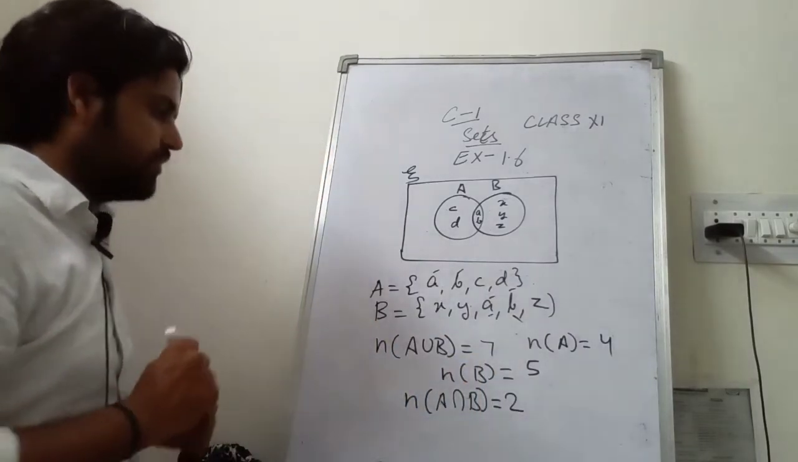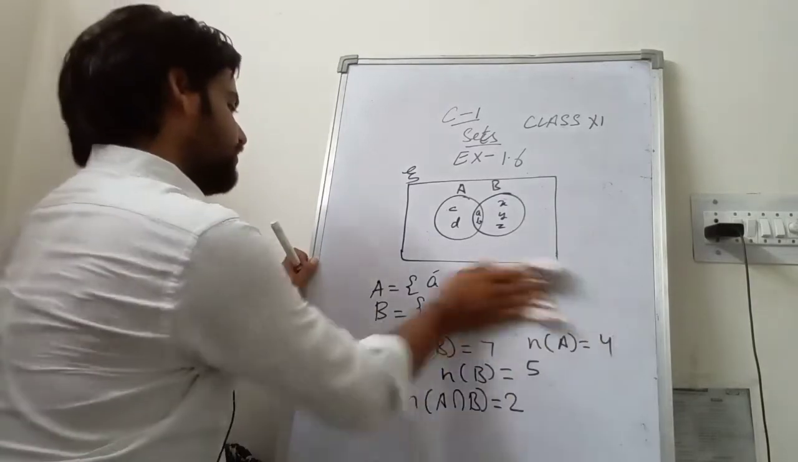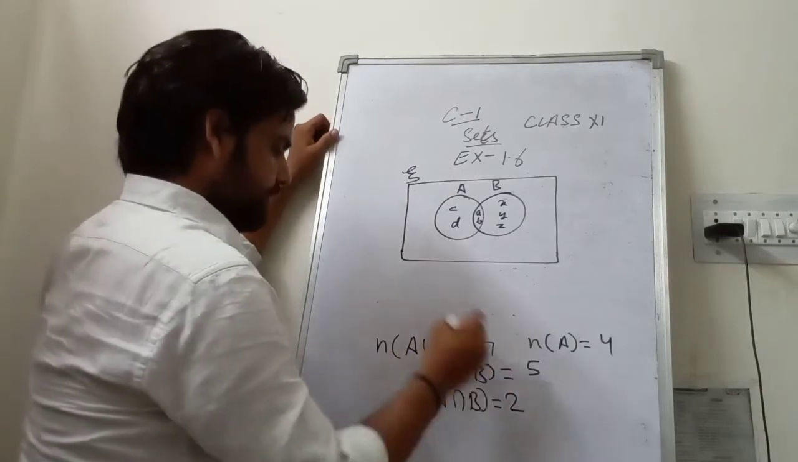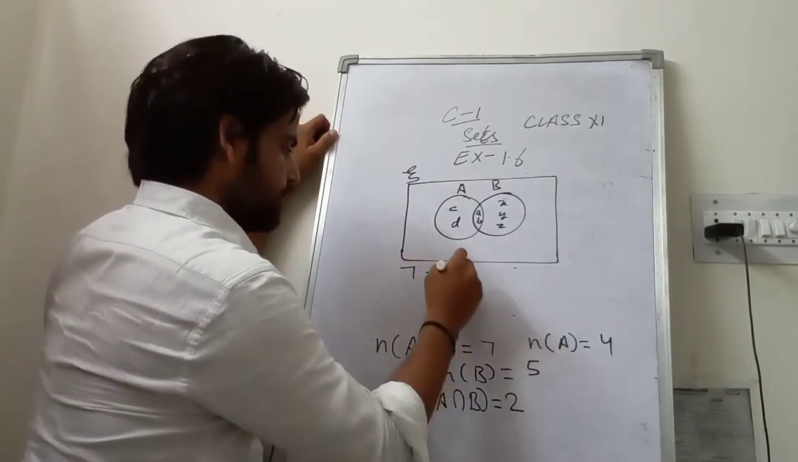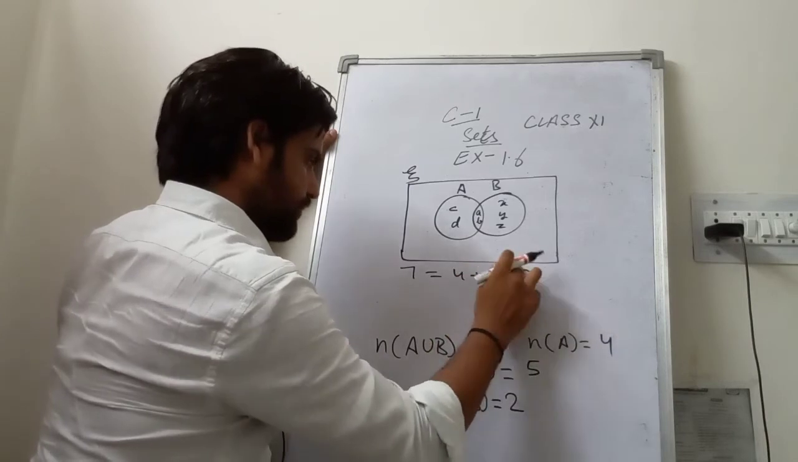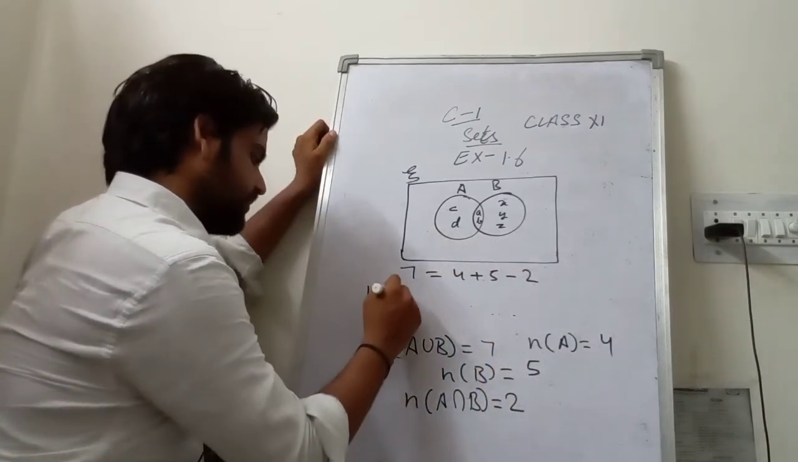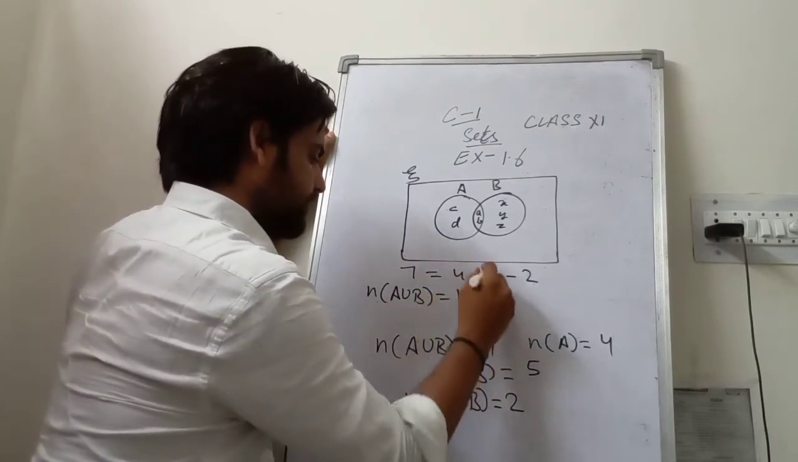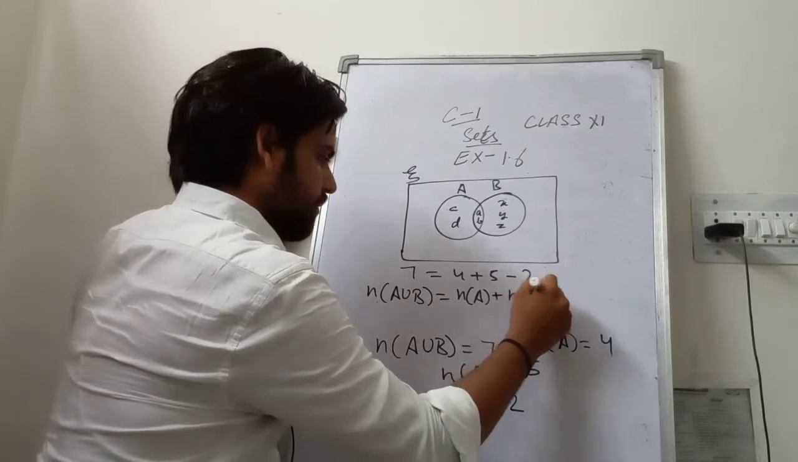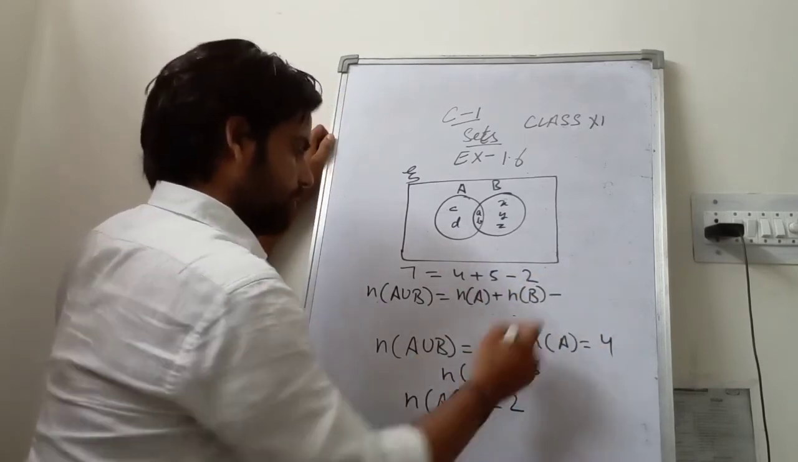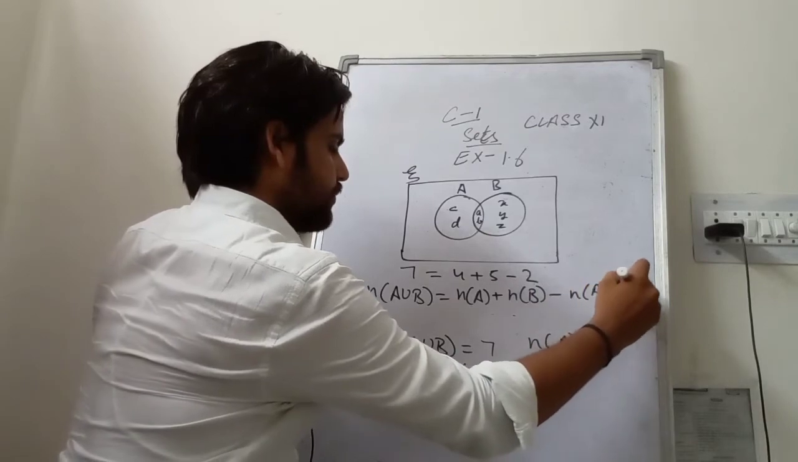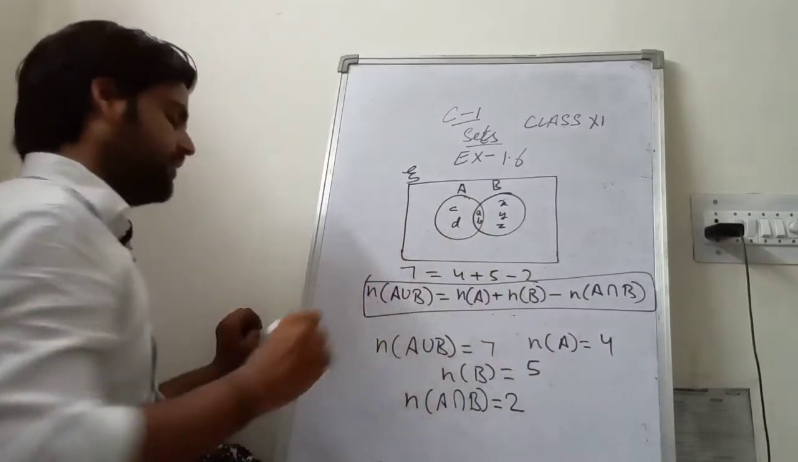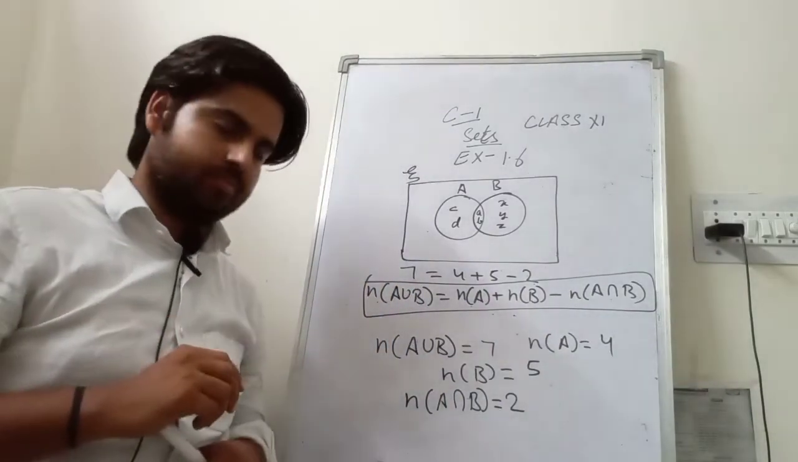Now if I want to put all these values in a particular format, I can say that 7 equals 4 plus 5 minus 2. So the 7 is actually what? It is the cardinal number of A union B. What is 4? The cardinal number of A. What is 5? The cardinal number of B. Minus, what is 2? The cardinal number of A intersection B. So with the help of a Venn diagram, we can easily frame this formula. Similarly, we can frame any formula we want with the help of a Venn diagram. So I hope it is very much clear.